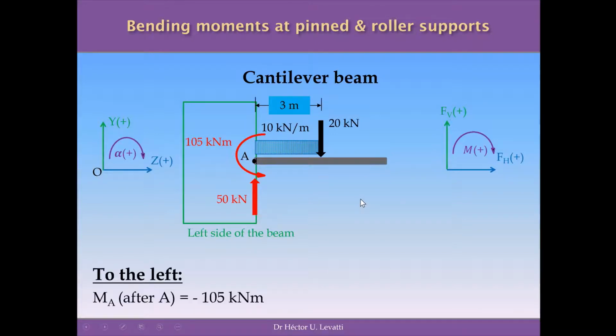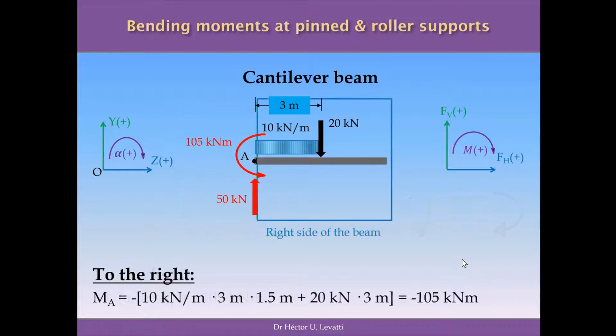So when we write the moments to the left at this cross section A, we find that the only moment we have is 105 kilonewton per meter, and this moment is negative because it's anti-clockwise, which is negative in our convention of moments that we introduced in the first lessons. This is a hogging moment, so it's producing this sort of deformation, so it's definitely negative, and there is consistency between all the conventions we have included in these presentations.